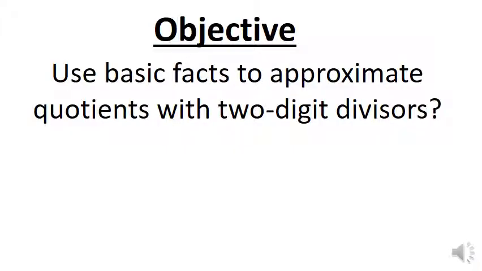Okay, in lessons 17 and 18, we're going to be using basic facts to approximate quotients with two-digit divisors. So let's start right. We're going to also use what we used yesterday when we were trying to use fractions in order to divide by multiples of 10.